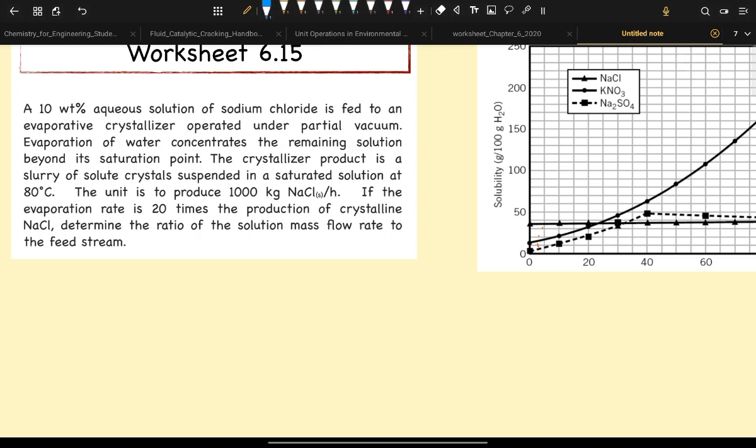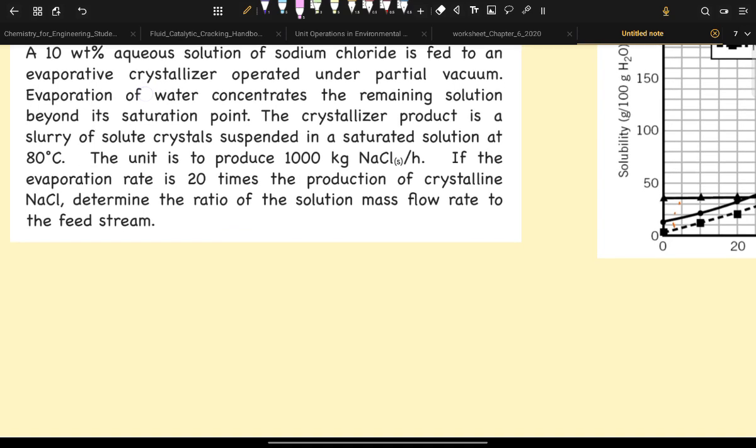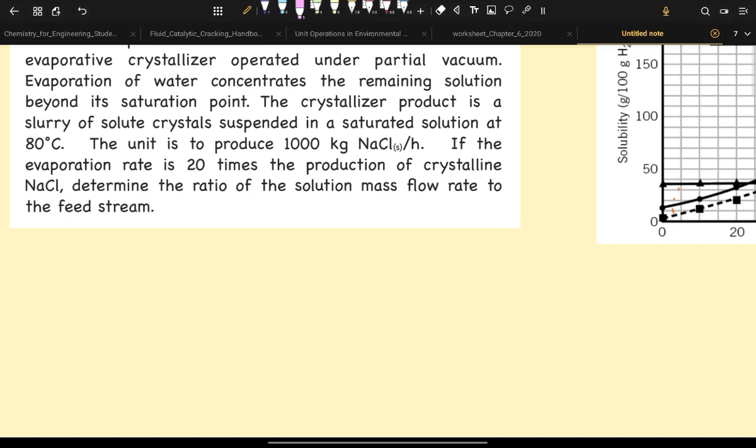A 10% aqueous solution of sodium chloride is fed to an evaporative crystallizer operated under partial vacuum. Evaporation of water concentrates the remaining solution beyond its saturation point. The crystallizer product is a slurry of solid crystals suspended in a saturated solution at 80 degrees Celsius, and the unit is to produce 1000 kilogram sodium chloride solid per hour. If the evaporation rate is 20 times the production of crystalline sodium chloride, determine the ratio of the solution mass flow rate to the feed stream.